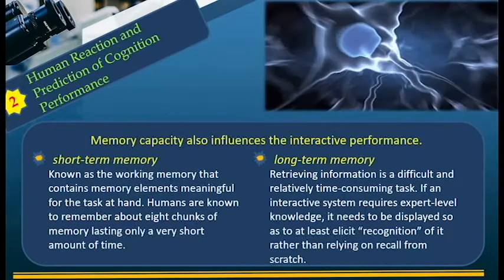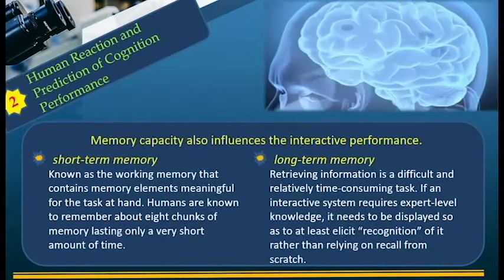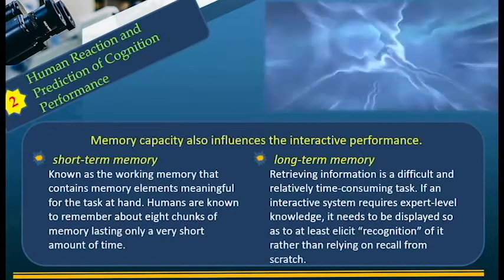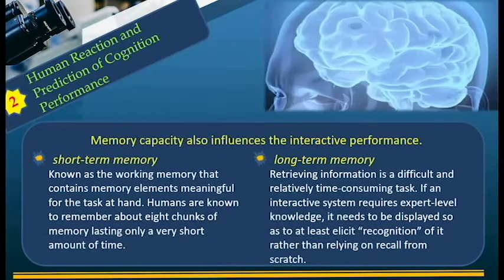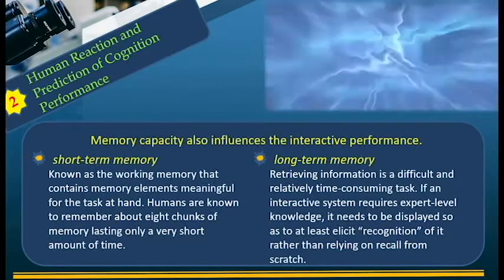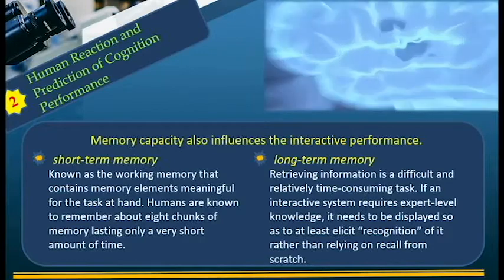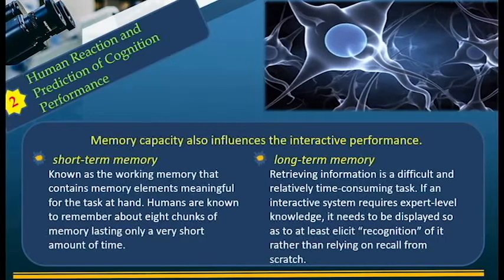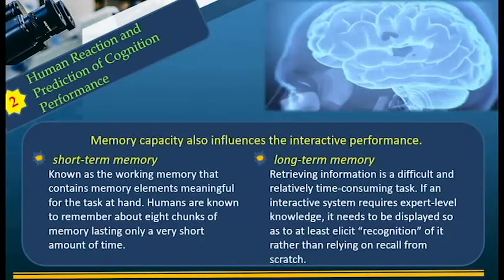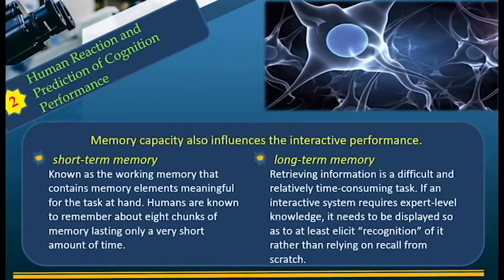So the more that short-term memory information is used or repeated, the more likely it is to become part of the long-term memory. So those are the differences when we say short-term memory and long-term memory.